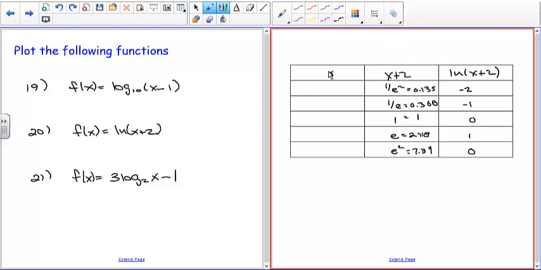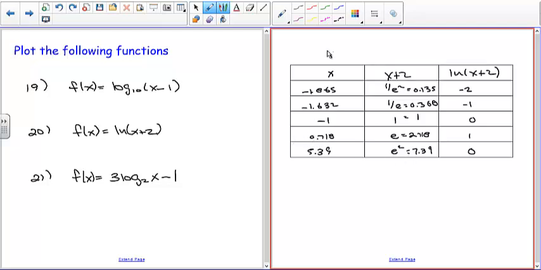And then my x values, I'm going to subtract 2, because I add 2 here. So if I take 0.135 and subtract 2, I'll get -1.865. If I take 0.368 minus 2, I'll get -1.632. Here, if I take 1 and subtract 2, I'll get -1. Subtract 2 here, you get 0.718. And subtract there, you'll get 5.39.